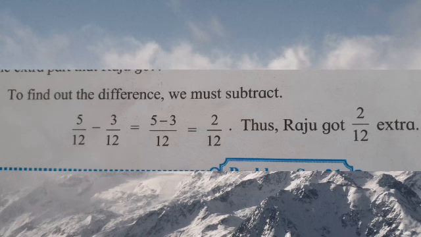Subtract 5 by 12 minus 3 by 12. Remember, to subtract a fraction from another like fraction, write the difference of the numerators as the numerator. And in this sum, what is the difference between the numerators? 5 minus 3 is equal to 2. So write 2 in the numerator and write the denominator as it is.